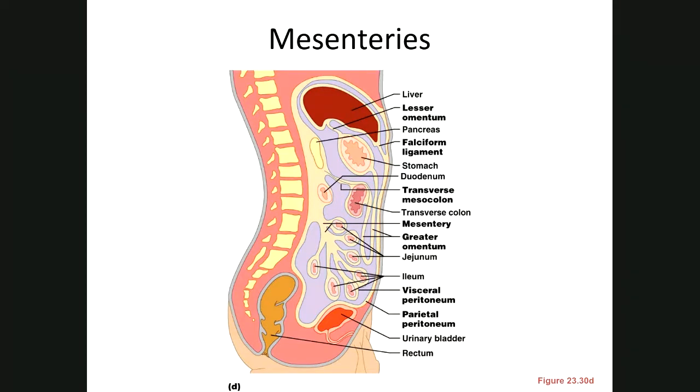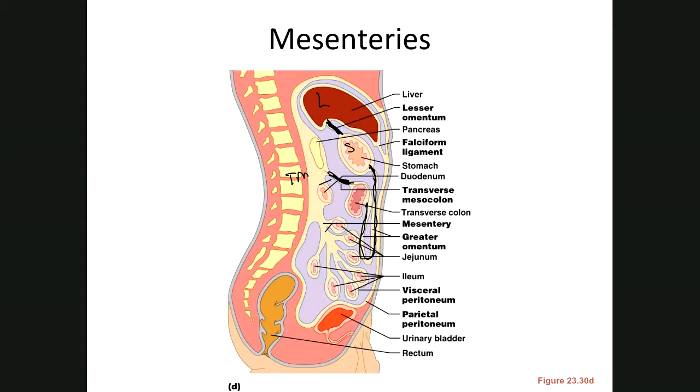It's attached to the stomach, and it's attached to the large intestine, but it hangs down like an apron. Another one that has its own name is the lesser omentum. It connects the liver to the stomach. And then the other one that we're going to talk about is the transverse mesocolon, which suspends and supports the large intestine. So these three are the ones that we're going to look at.